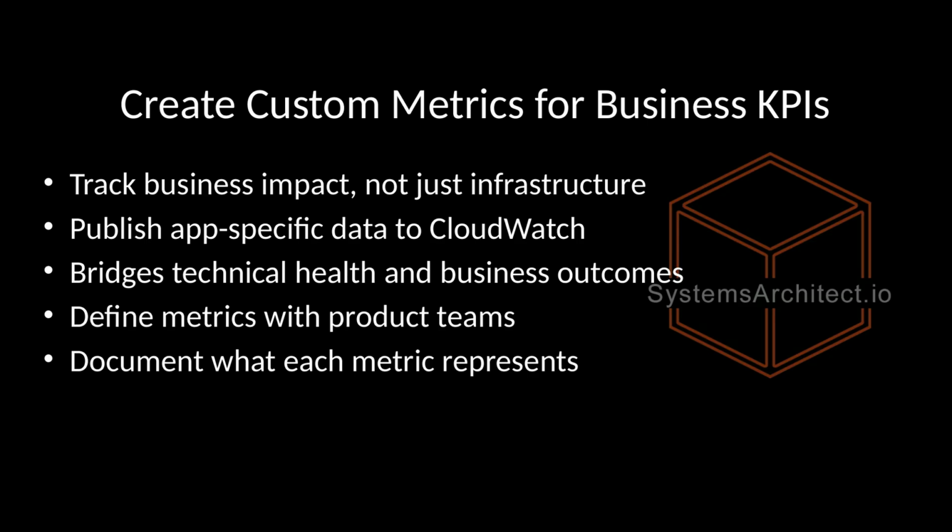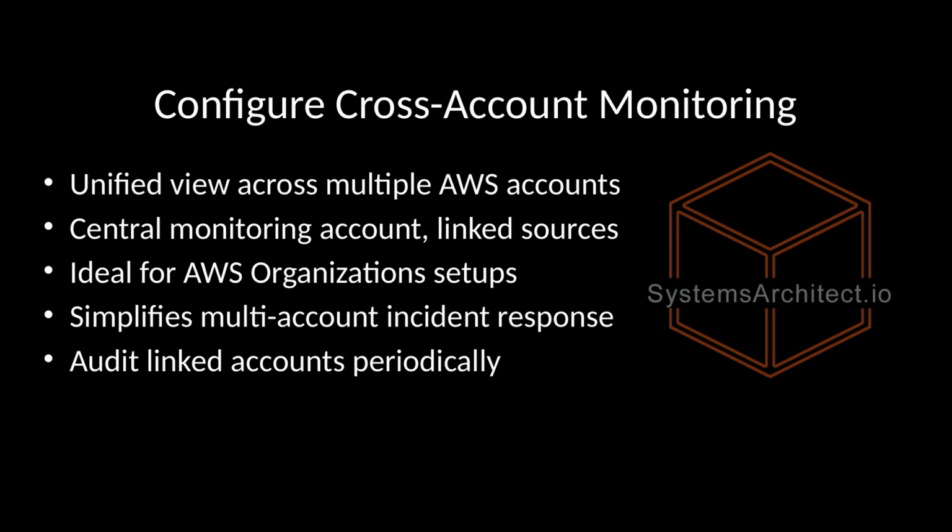6. Configure cross-account monitoring. Organizations running multiple AWS accounts for security or billing isolation often end up with monitoring data scattered just as widely. Cross-account observability in CloudWatch lets you designate a monitoring account that can view metrics, logs, and traces from linked source accounts without duplicating data.